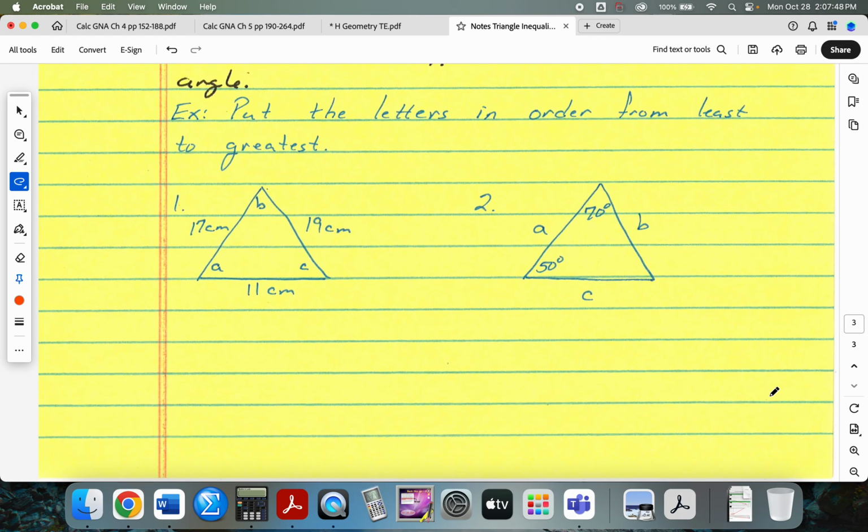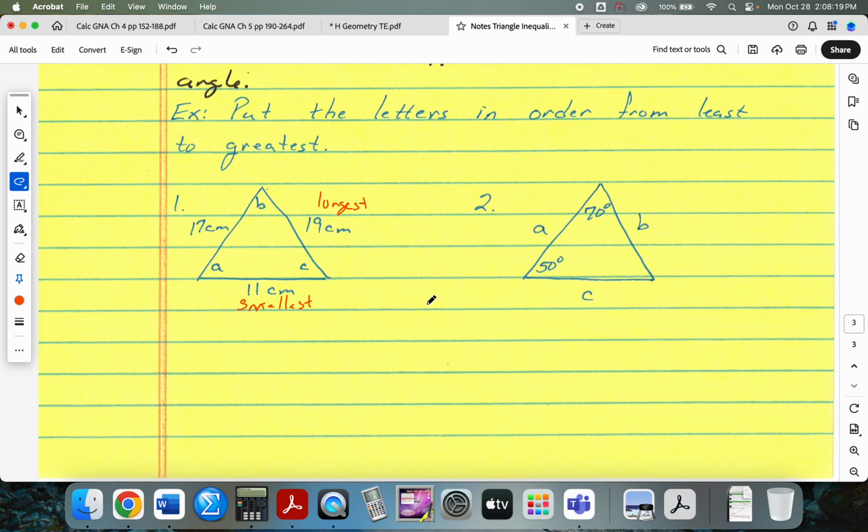Frequently, these are drawn like this. Put the letters in order from least to greatest. So, for this first one, the smallest side is 11. The longest side is 19.